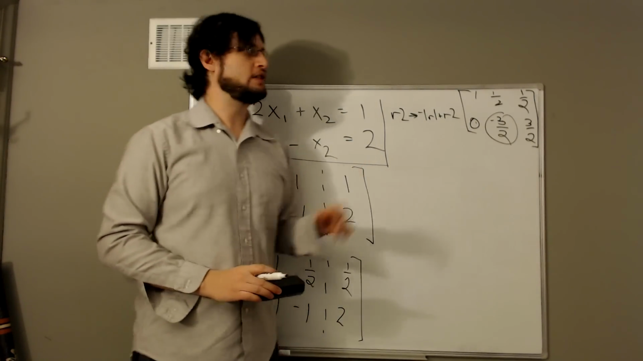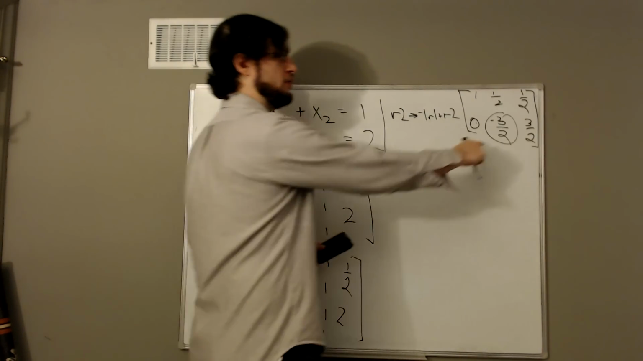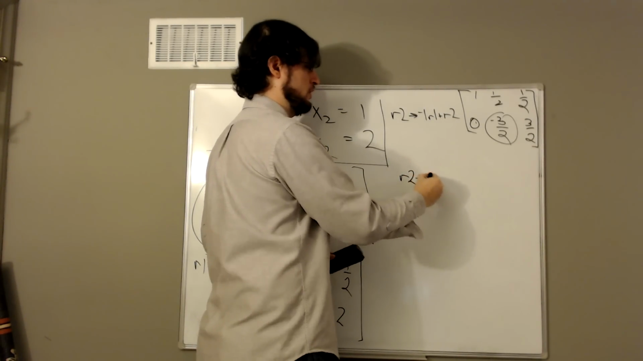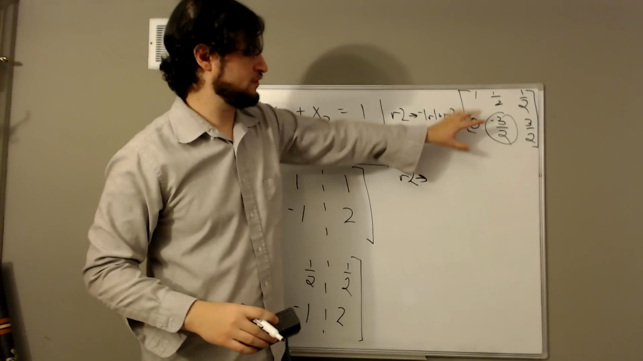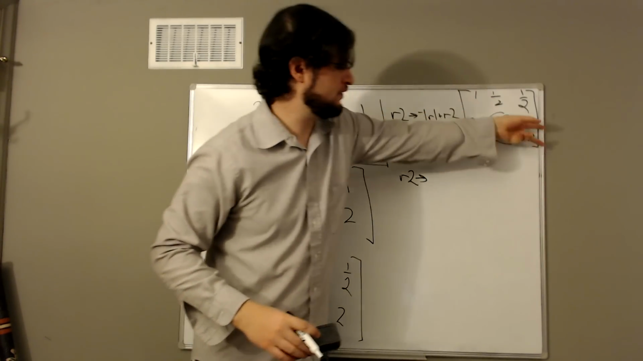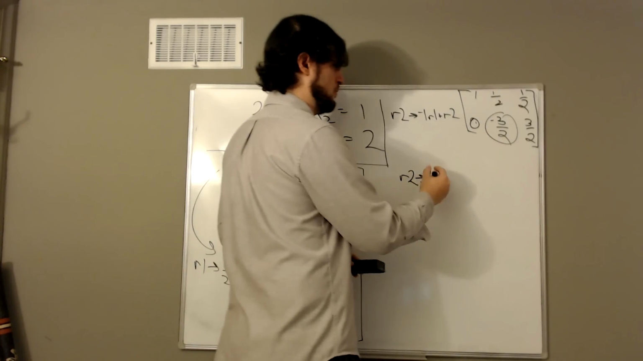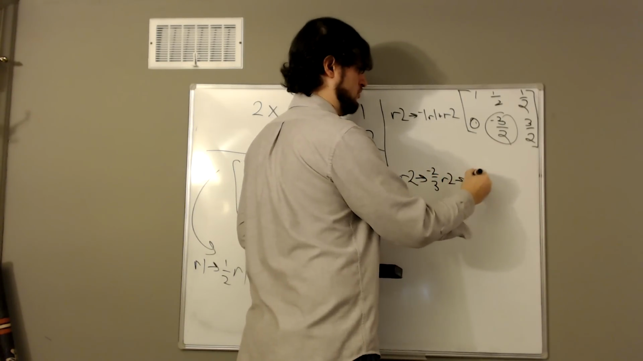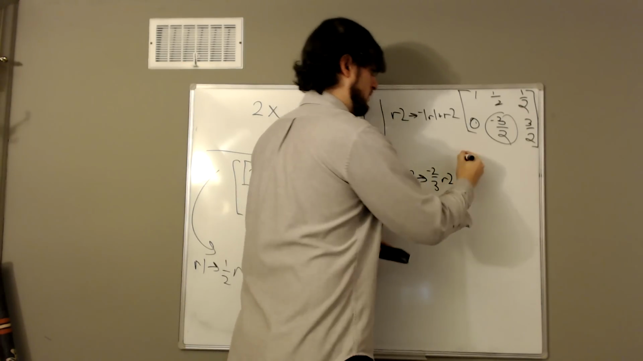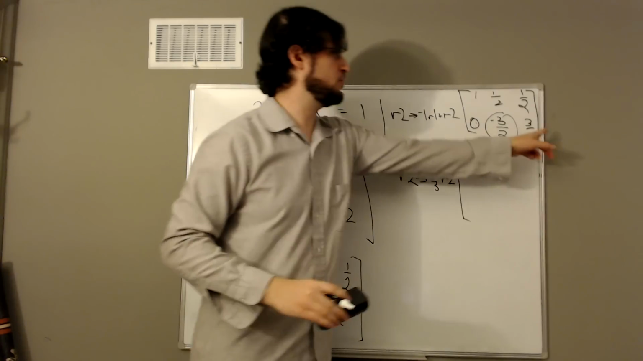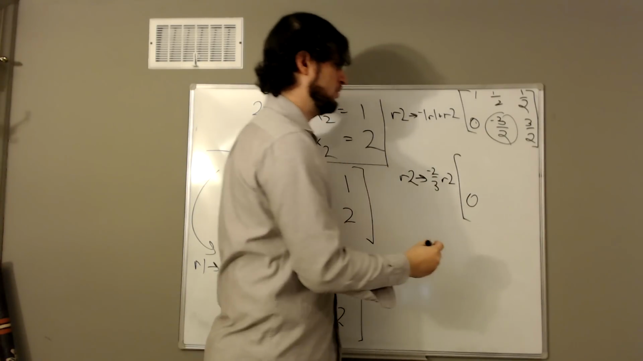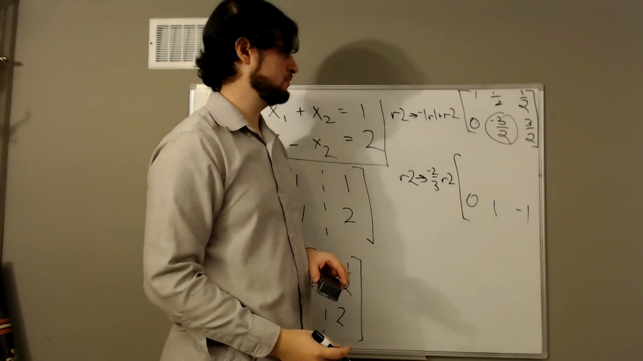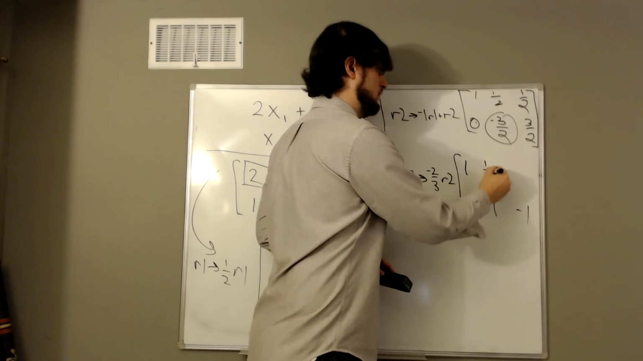Remember, again, we're going to turn this into a 1. How do we do that? Well, row 2, I'm just going to multiply by negative 2/3. If I multiply through by negative 2/3, that position becomes a 1. So negative 2/3 row 2. And that makes this a pretty simple row: 0, 1, negative 1. And I haven't changed row 1.